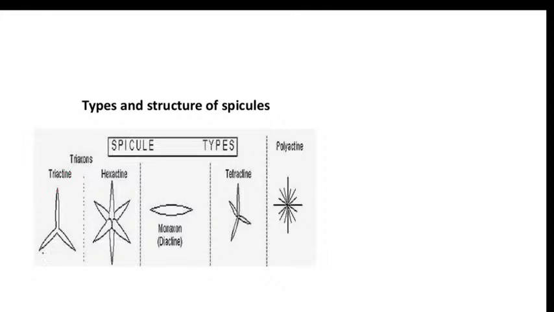Triaxons, that means they have pointed structures like this. This is triactin. Then hexactin. Hexa means 6. So 6: 1, 2, 3, 4, 5, 6.